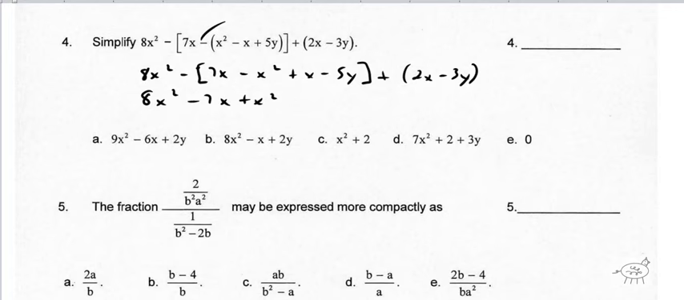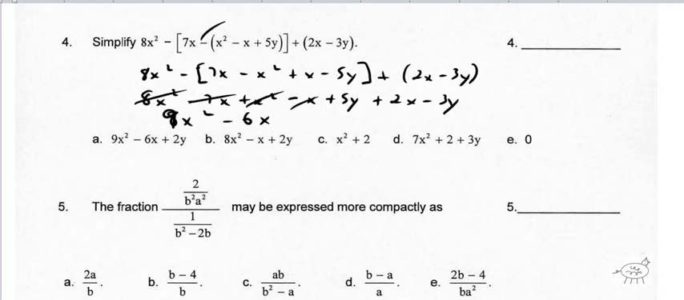I could have added the x's together, but that's okay. Minus x plus 5y plus 2x minus 3y. So it gives me 8x squared. Negative 7x minus x, negative 8x, plus 2x is negative 6x. Oh, I have 8x squared plus 1x squared. This is 9x squared. Okay, so that gets rid of that, that, and that. And then 5y minus 3y is plus 2y. So it's 9x squared minus 6x plus 2y, which is A.